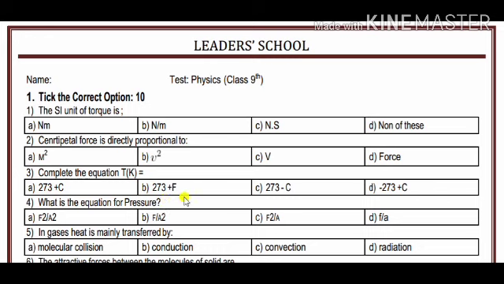273 plus C, 273 plus F, 273 minus C, minus 273 plus C. What is the equation for pressure? In gases, heat is mainly transferred by: molecular collision, conduction, convection, radiation.